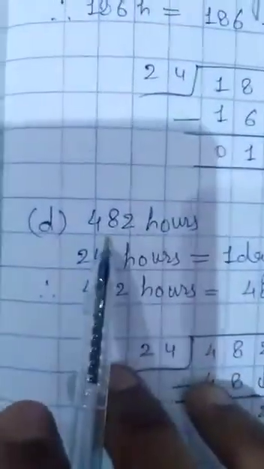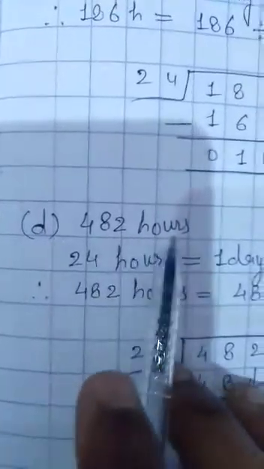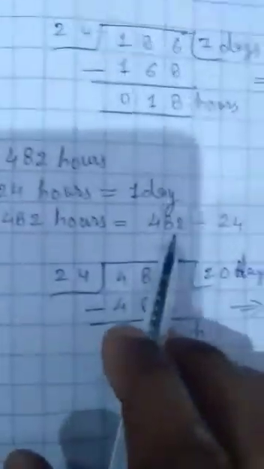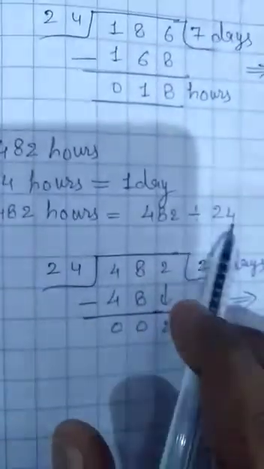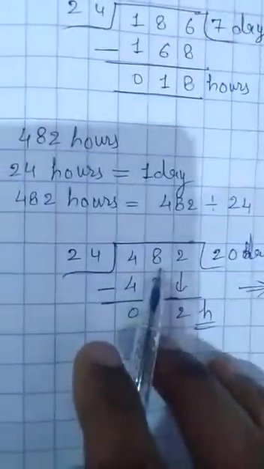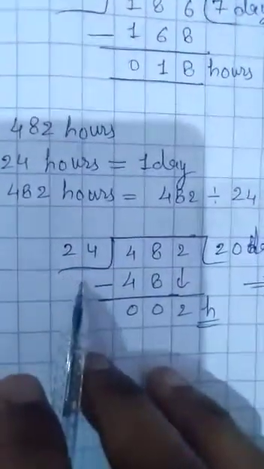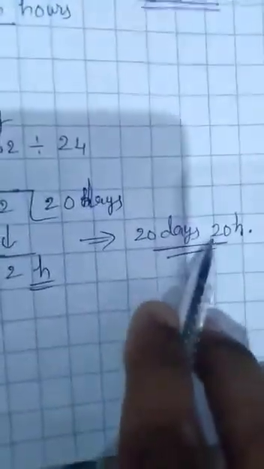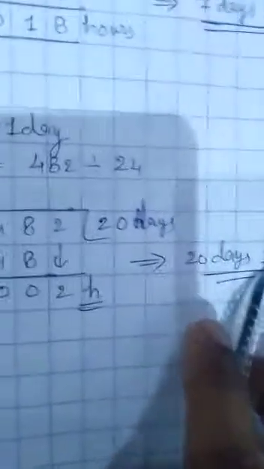Now question number D, 482 hours. So same again, 482 hours equals 482 divided by 24. We will divide 482 by 24. So it will be 20 days 2 hours. So the answer will be 20 days 2 hours.